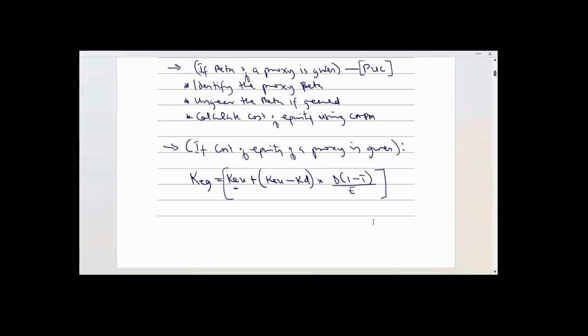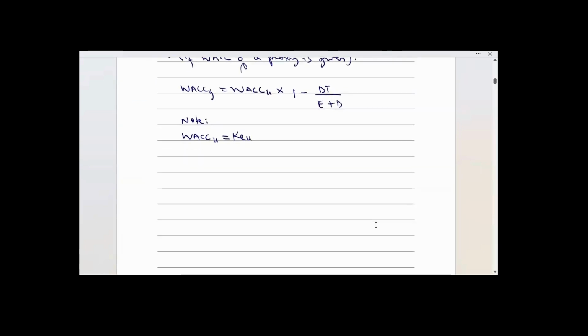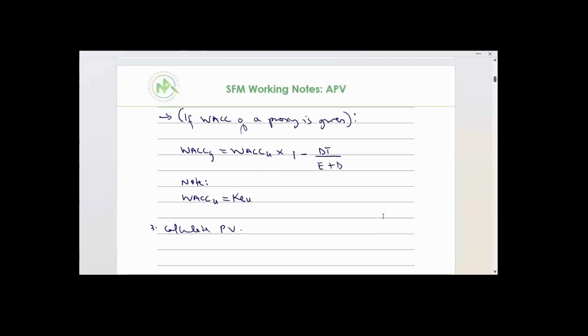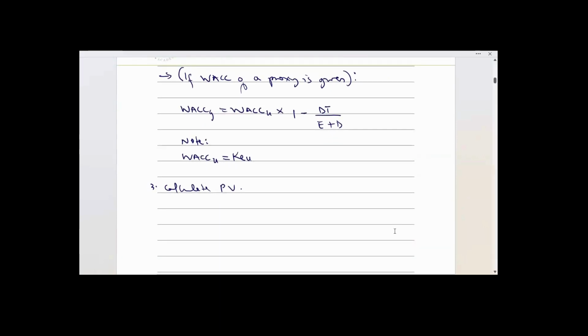We now move to step 3. Step 3 says calculate present value. So how do you calculate the present value? This can be done by multiplying the discount factor with the net cash flow. Okay. So once you have calculated the net cash flow, and you've also calculated the cost of equity on gear, all you need to do is to discount your net cash flow to get the present value. So once you get the present value, then you move to step 4.